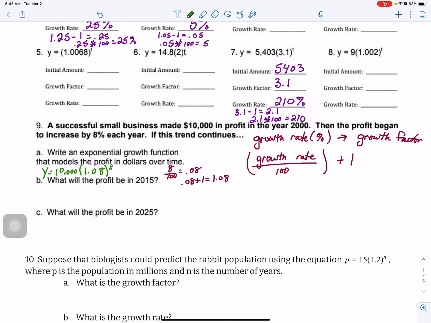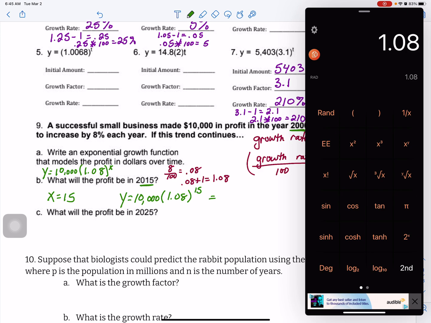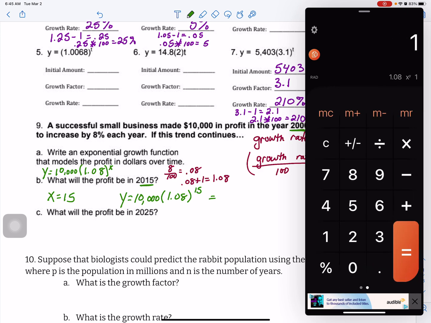To figure out in 2015, this is going to be 15 years later because I started in the year 2000. So x equals 15. So my work is going to be 10,000 times 1.08 to the power of 15. And I'm going to put that into the calculator. 1.08, and that's that XY button. I'll do 15. And then I'm going to multiply it by 10,000.